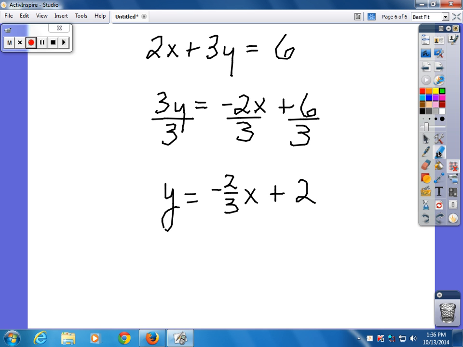What is my slope? Negative 2/3 because it's in the M spot. And that's how you find the slope. You didn't calculate it because you didn't do any math to generate the slope. All you did was you found it in the equation.